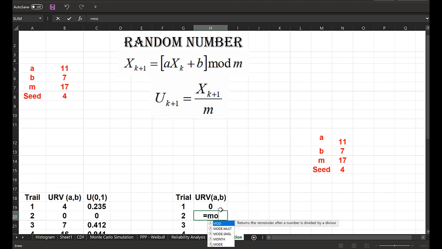So again we have to calculate this. This is the MOD, and then we have to put the number. The number is the previous number divided by m, which is 17. So I have to make here a times, what is the a value? A is 11 times the previous value plus b value 7, and then this divided by 17. So this will give me the corresponding number. So this comes out to be 7.